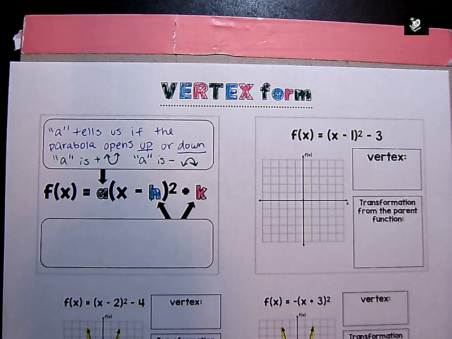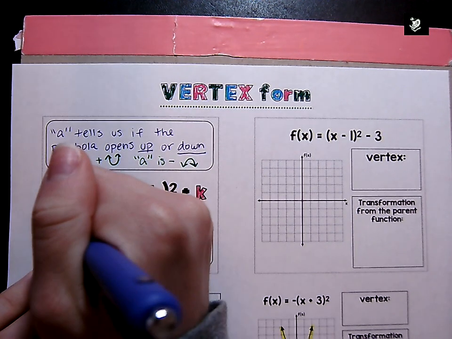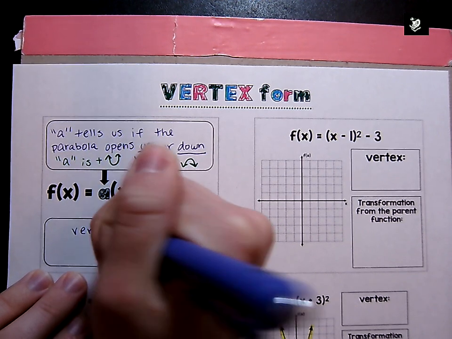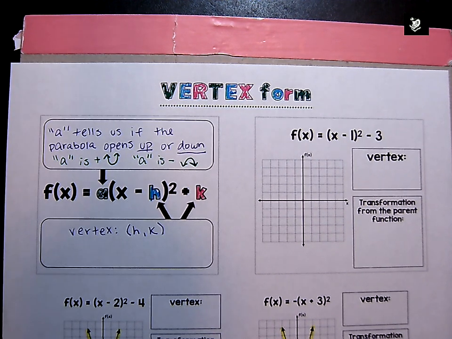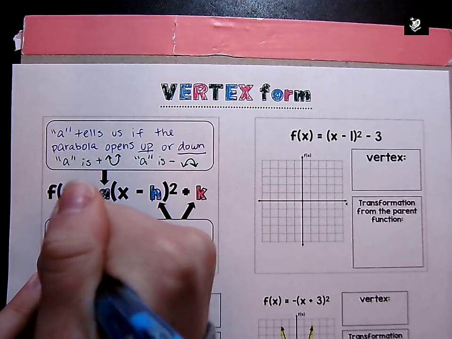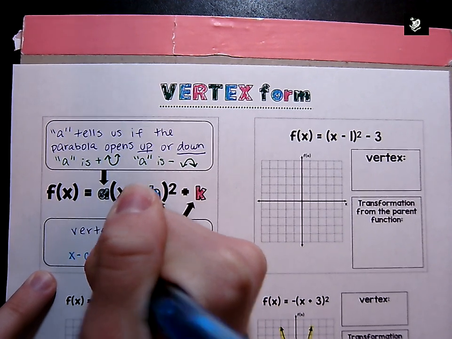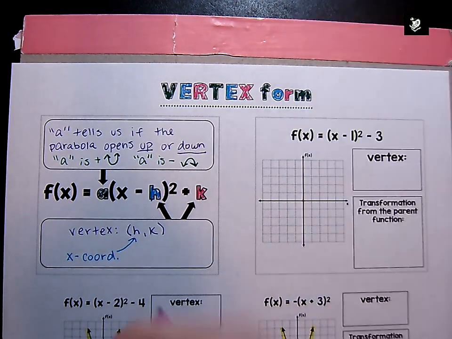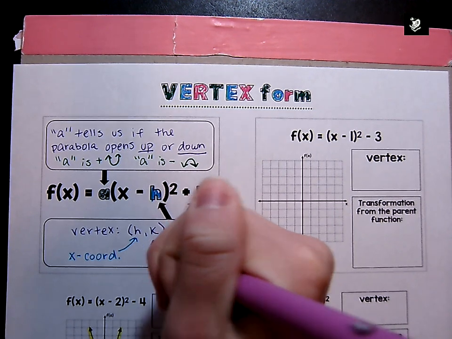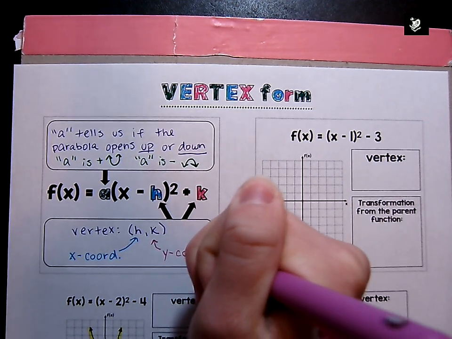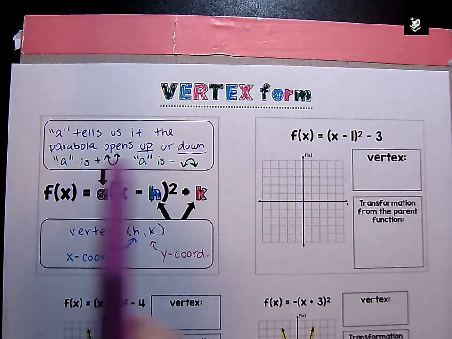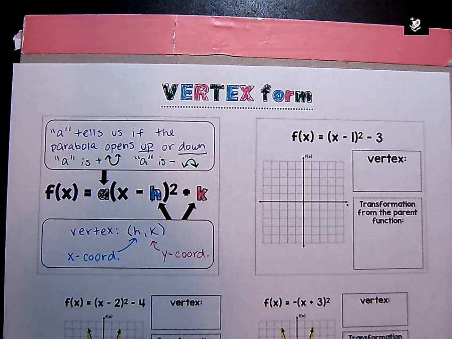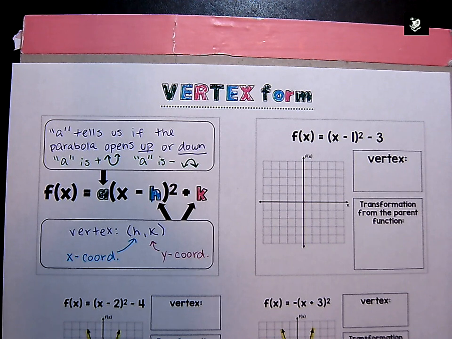This h and k is very important because the h and k represents our vertex. It's actually the point h, k, where h is my x-coordinate and k is going to be my y-coordinate. So those are the three pieces we're going to look for as we graph a quadratic equation in vertex form: whether it opens up or down, and what the vertex is going to be. So let's do an example together.